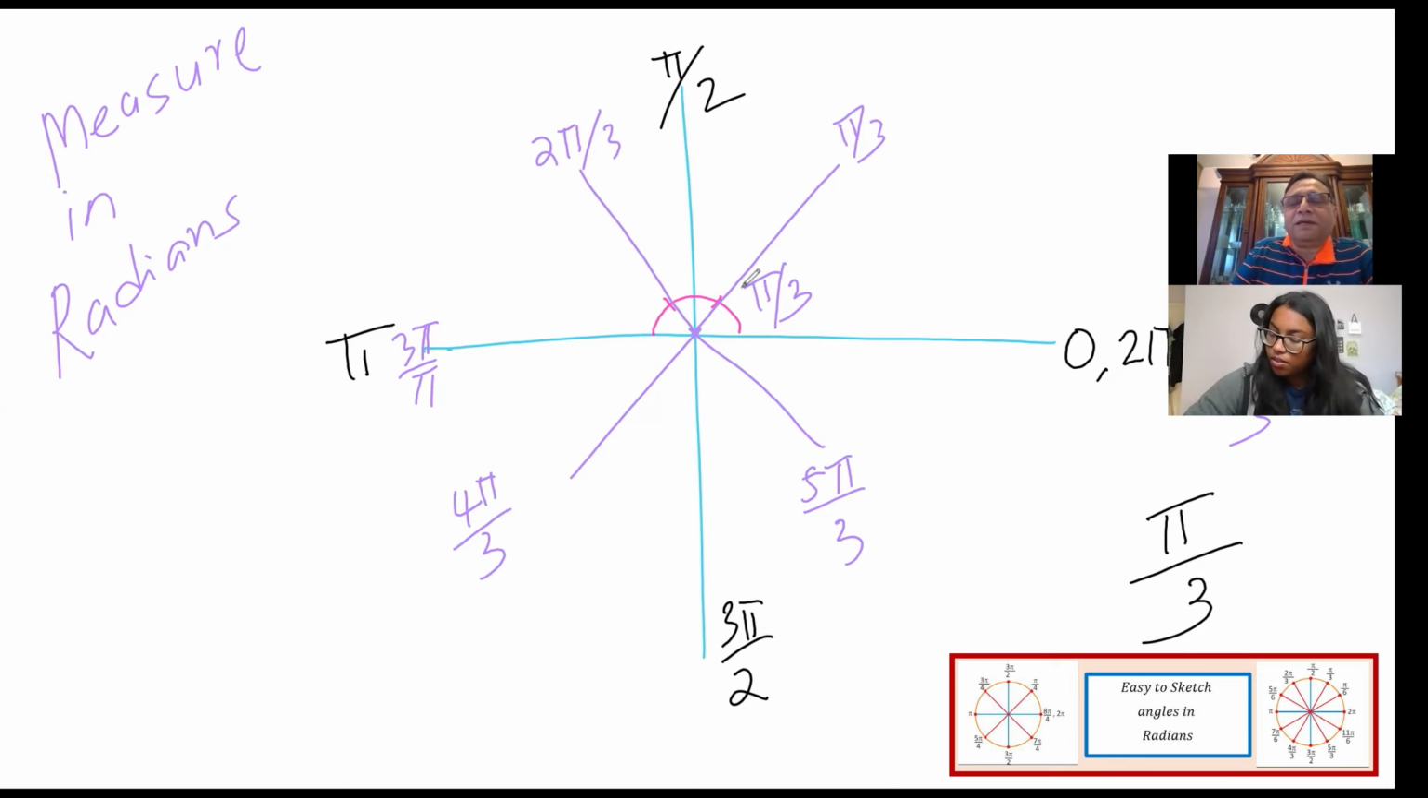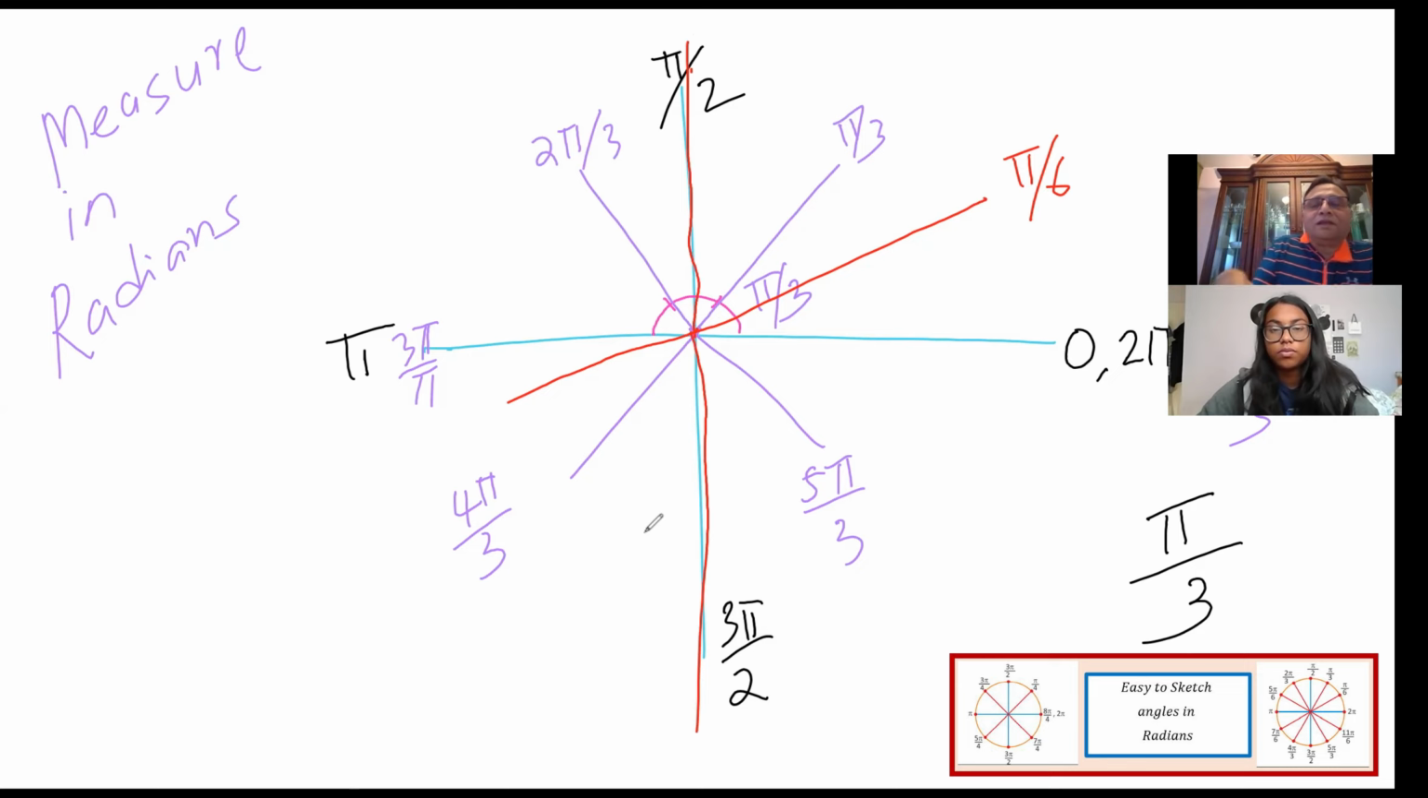Now, if you want pi by 6, obviously you have to do half of this, right? So I get pi by 6, correct? So this is 1 pi by 6. And half of this will be going through this. Let me just do half of these pi by 3s, correct? Okay. So we have 1 pi by 6.